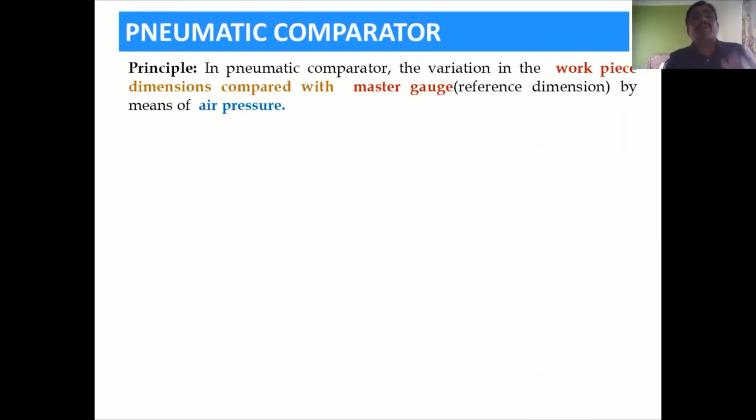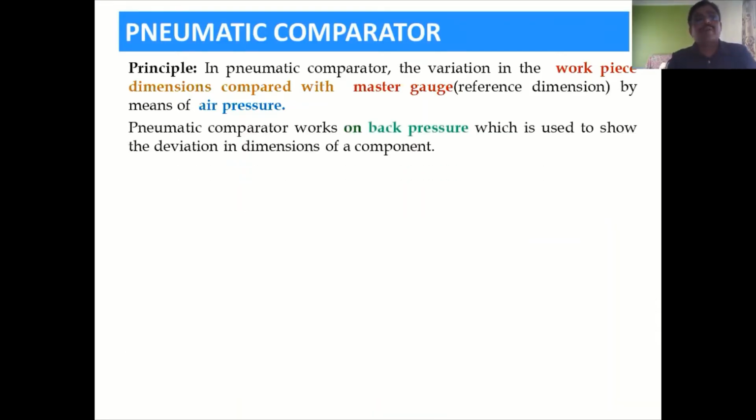Here, when we are talking about a pneumatic, it means air, right? So first we'll see the principle here. I will describe all these things with the help of an example. In the pneumatic comparator, the variation in the workpiece dimension is compared with the master gauge by means of air pressure. So naturally the air pressure is required in this pneumatic comparator.